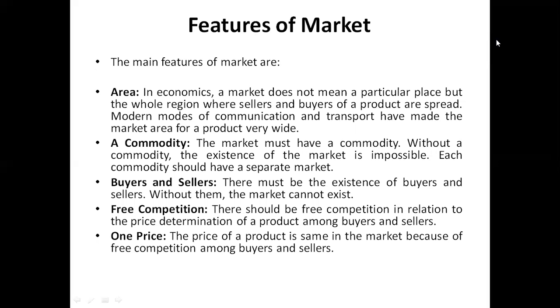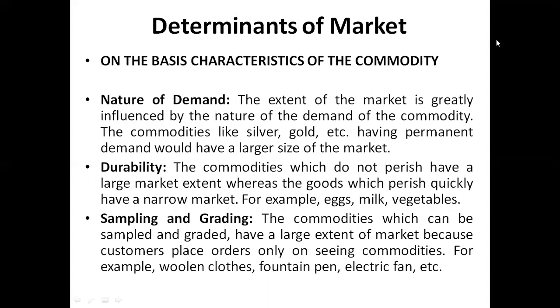Then the next is free competition. There should be free competition in relation to the price determination of a product among buyers and sellers. The next is one price. So the price of a product is same in the market because of the free competition among the buyer and the sellers. Then what are the determinants of market?